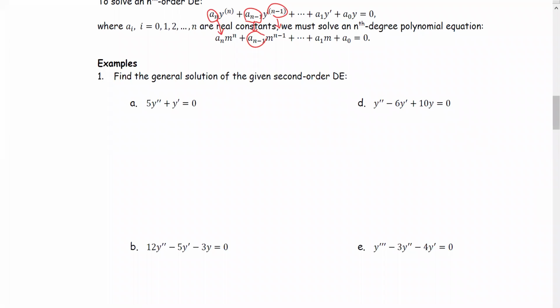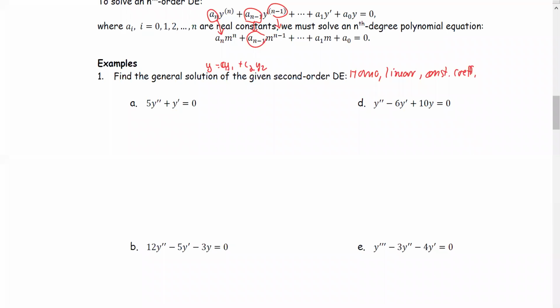Examples. Number 1, find the general solution of the given second order differential equations. As you see, all examples are homogeneous linear with constant coefficients. For the second order, we have y equals c1 y1 plus c2 y2. That's the form that we are going to get as a final answer.